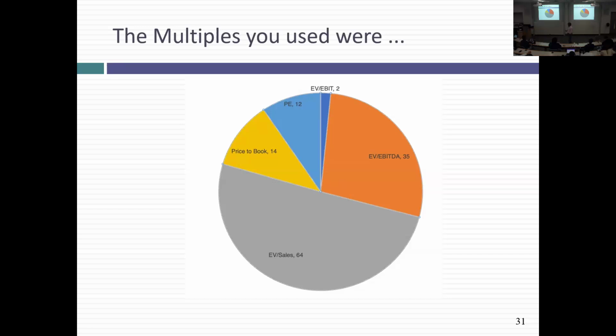Enterprise value to sales, almost half your companies. For some of these companies, it was desperation that drove you there, right? You kept climbing the income statement, negative, negative, negative, negative, and the only positive number you ran into was revenues. I don't think anybody did a pre-revenue company in this class.